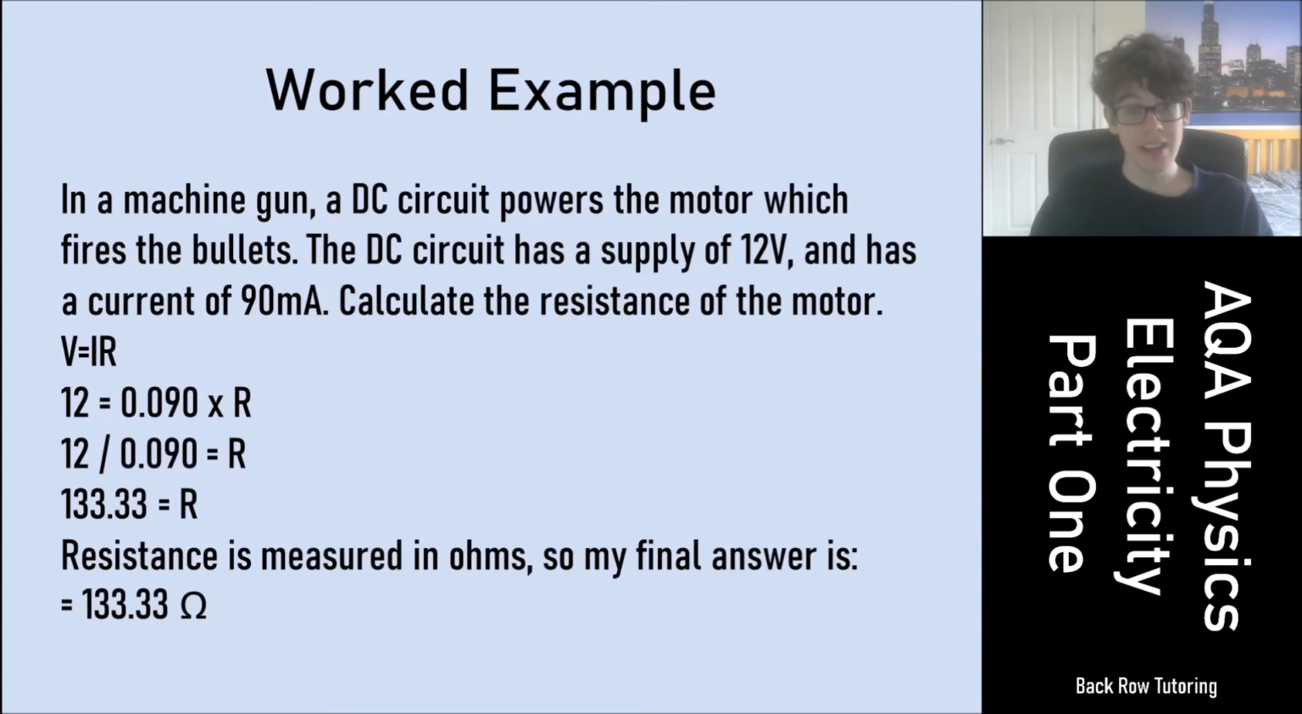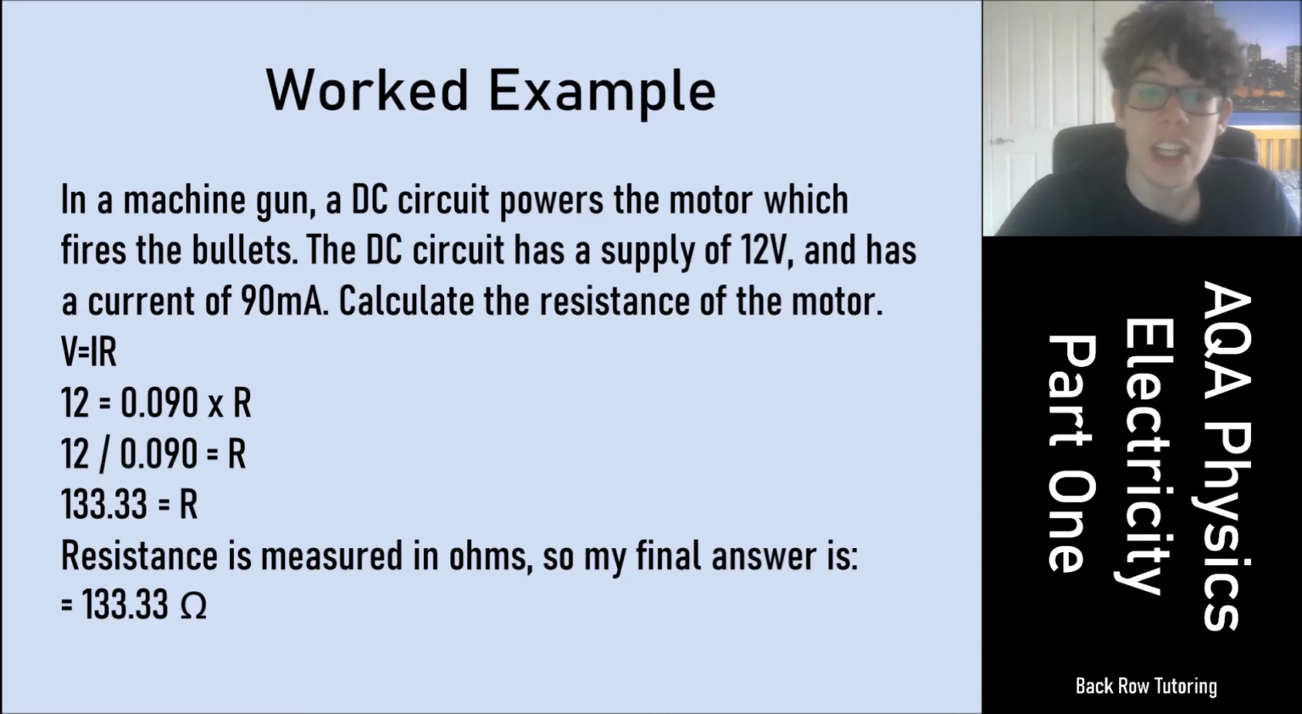In a machine gun, a DC current, or a direct current, we'll cover this in a little bit, powers the motor which fires the bullets. The DC current has a supply of 12 volts and has a current of 90 milliamps. Calculate the resistance of the motor. So again, first thing we're going to do is write out our equation. V equals IR, or voltage is current times resistance, and we're going to plug our numbers in.